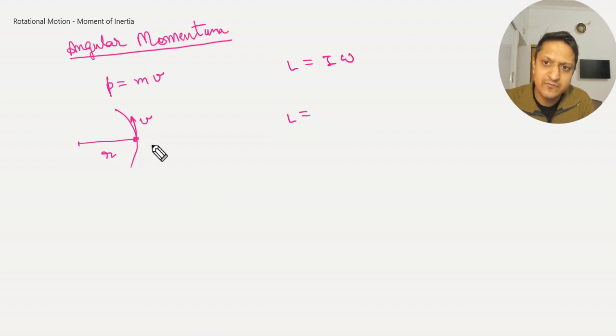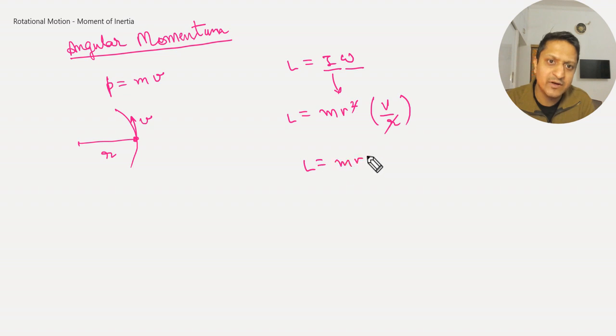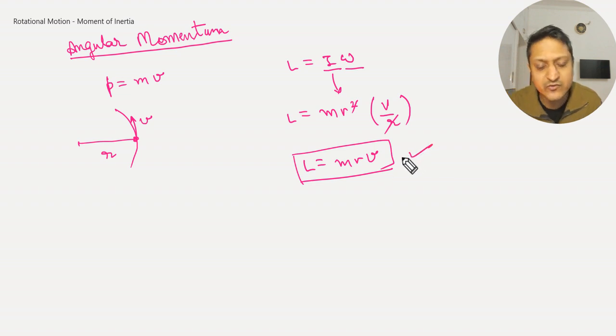So what will be the I here? We already know, that is mr square, and omega is v by r. So r and r go off. So L will be mvr. So this formula is also very important. Similarly, the moment of inertia for every body is different. So the L formula for all the bodies will be different.